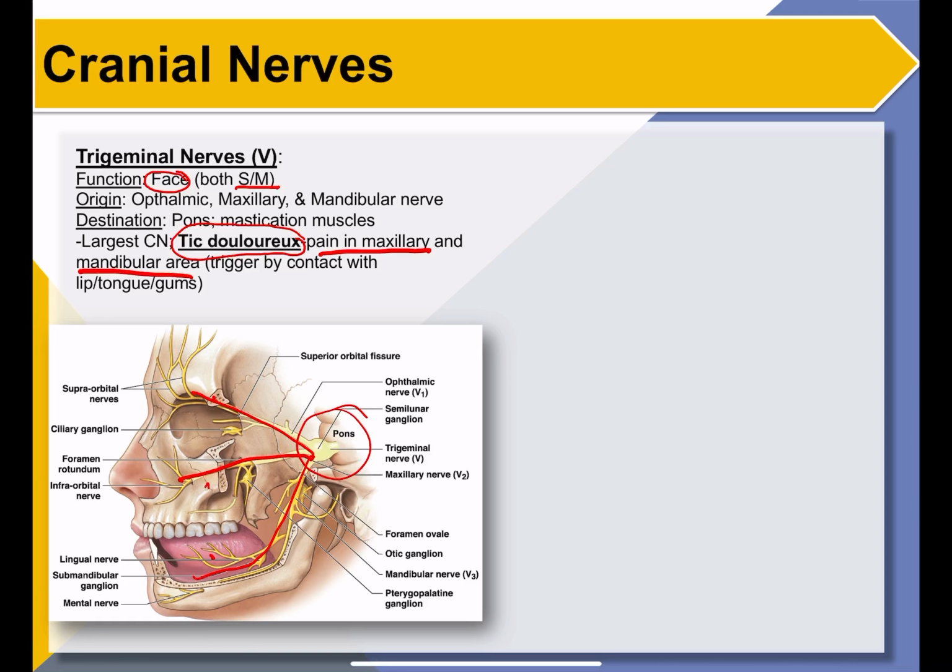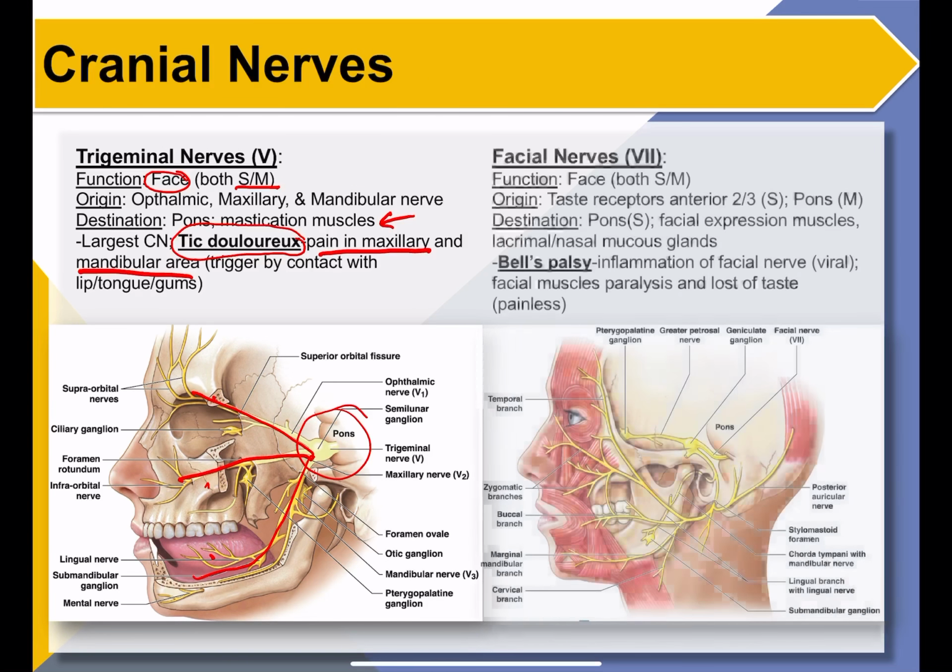And why it is motor is because it has to do with your mastication muscles for chewing. So the motor portion of the trigeminal nerve is what allows you to move your jaws. And then cranial nerve 7 is the facial nerve.